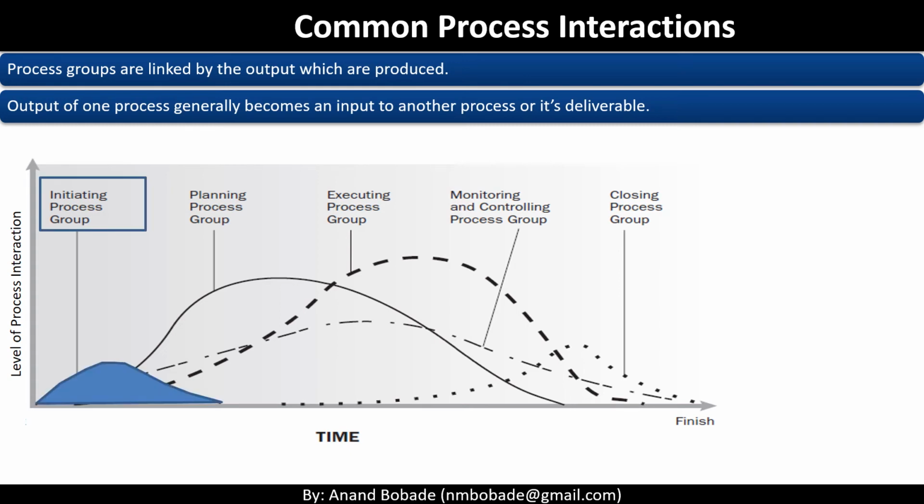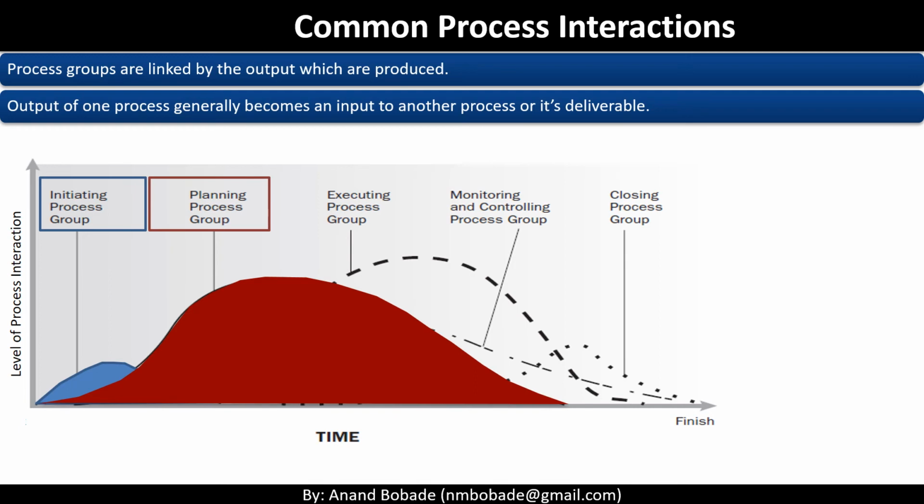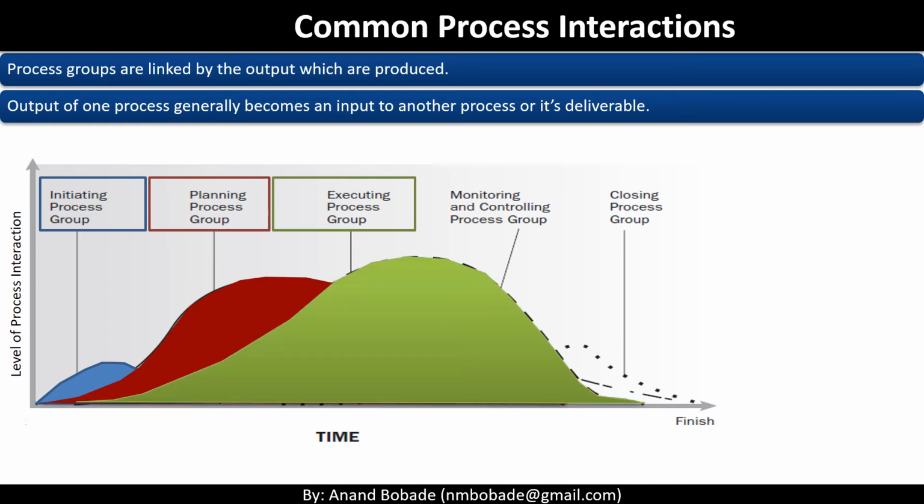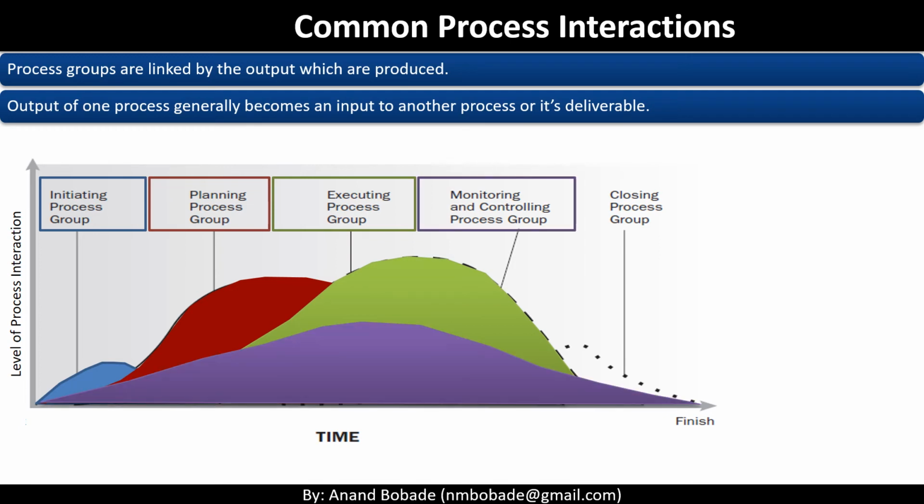The initiating process group takes the least amount of time. Almost from the beginning, you start with the planning process group, followed by the executing process group. This needs the maximum cost and effort. Planning and executing also go hand in hand. The monitoring and controlling process group goes across the entire time span. The closing process group starts in the middle, and once the executing process group is getting over, it picks up and gets closed.